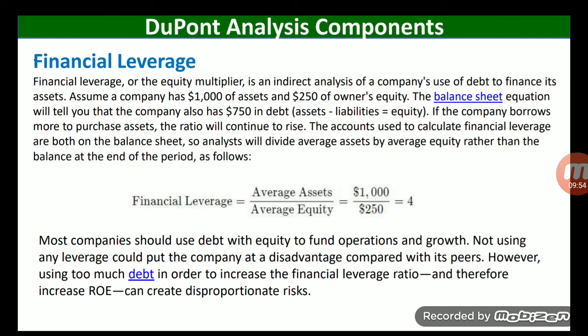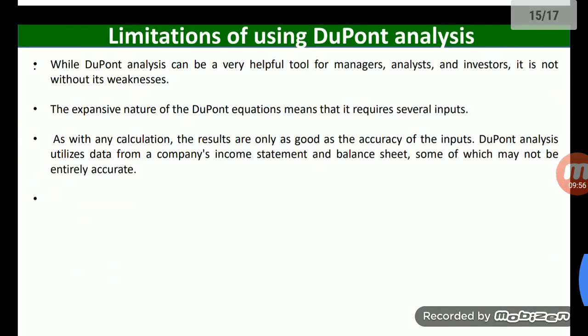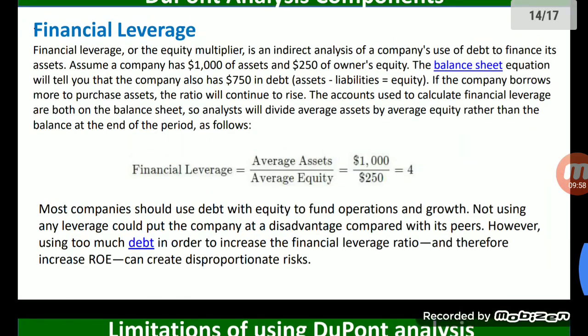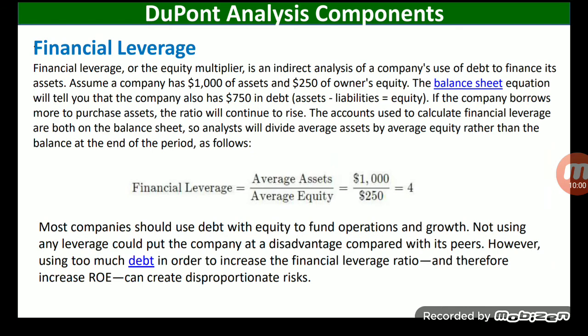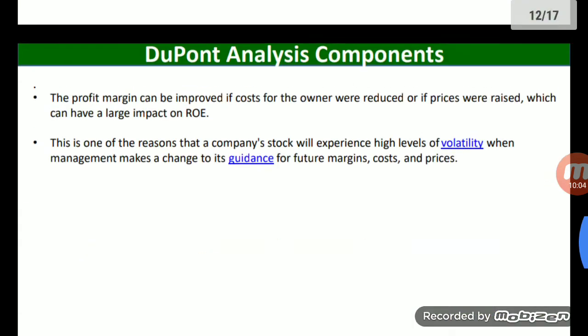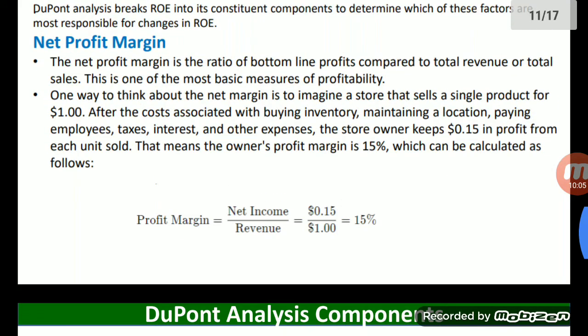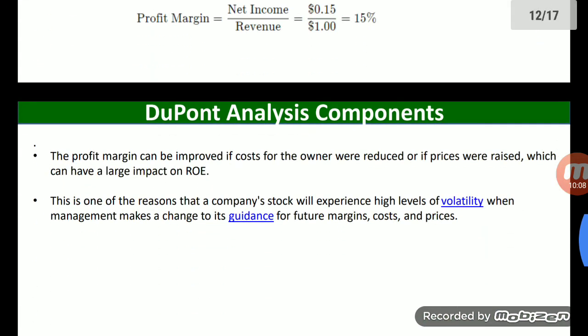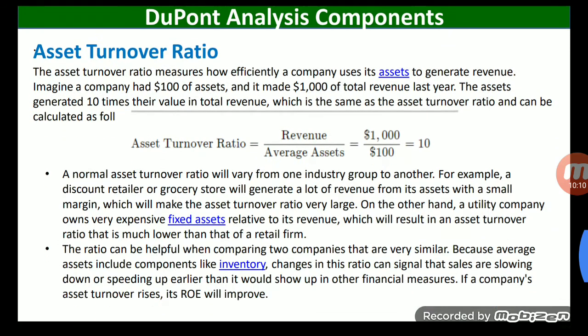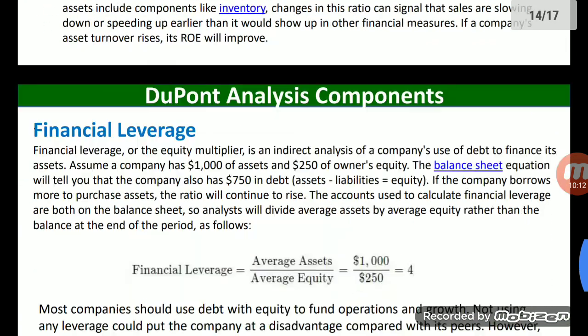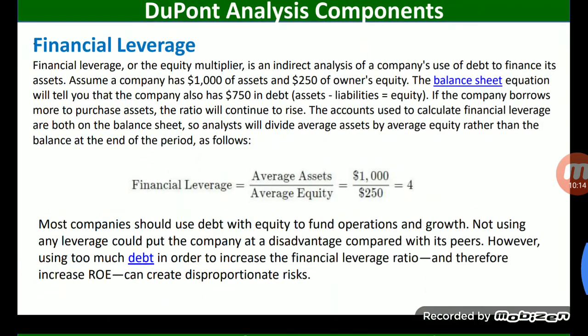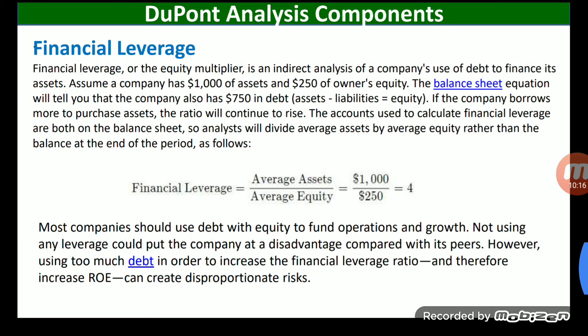These were the DuPont analysis components. That is, first we discussed the profit margin, second was the asset turnover ratio, and last one was financial leverage. And with the help of these three components, we can calculate the DuPont analysis formula and find out return on equity.